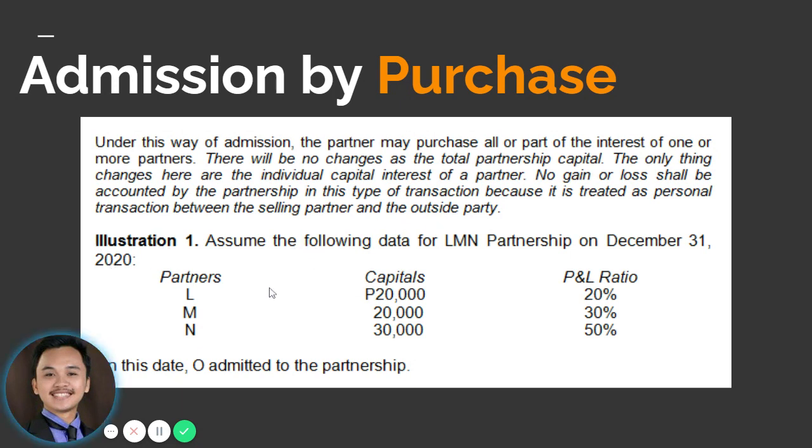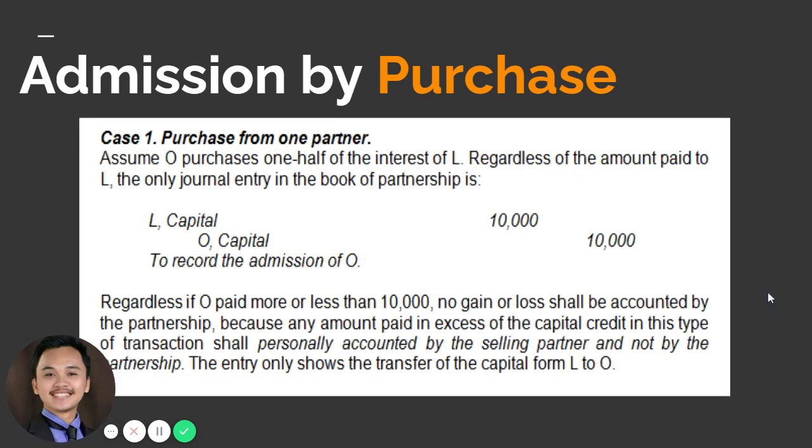So let's use this illustration to facilitate the concept of admission by purchase. Assume the following data for LMN partnership on December 31, 2020. We have existing partners of LMN with their corresponding capitals and their profit and loss ratio. On this date, O is being admitted to the partnership by purchasing interest in one or some of the partners. In this case, assume that it's purchased from one partner. So O purchases one half of the interest of L.